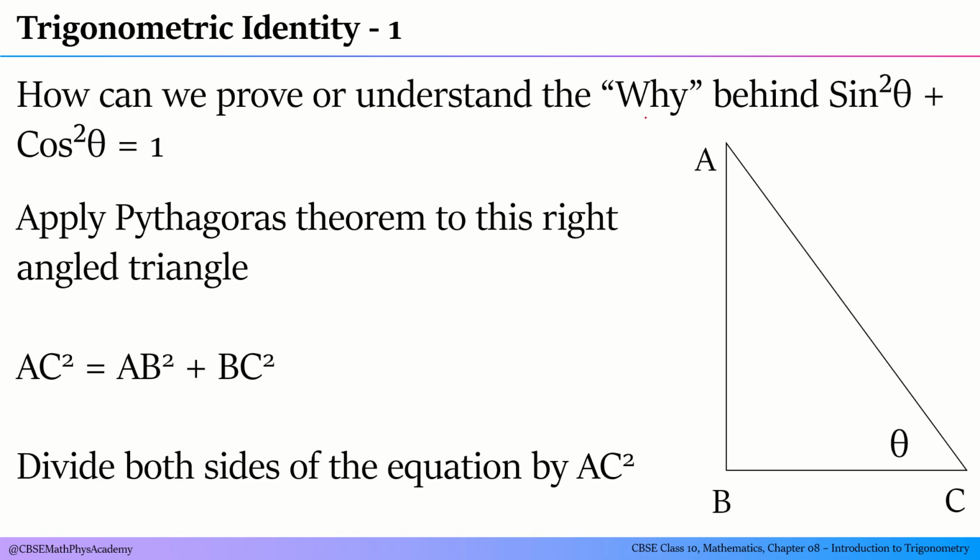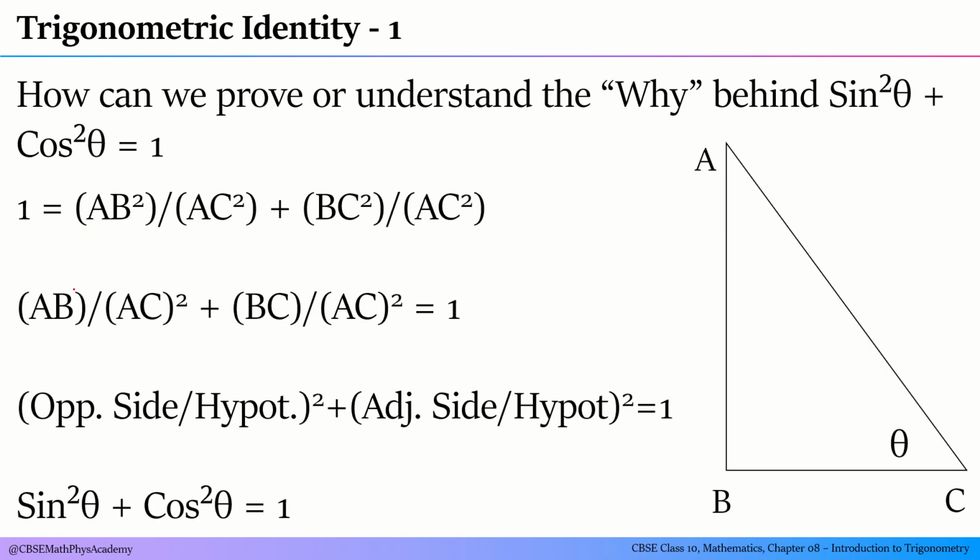So, how do we prove or understand that sine square theta plus cos square theta is equal to 1? Consider a right angle triangle ABC where theta is at C. I apply Pythagoras theorem here. So, the hypotenuse AC square is equal to AB square plus BC square. Now I'm going to divide both sides of the equation by AC square. So it becomes 1 is equal to AB square by AC square plus BC square by AC square.